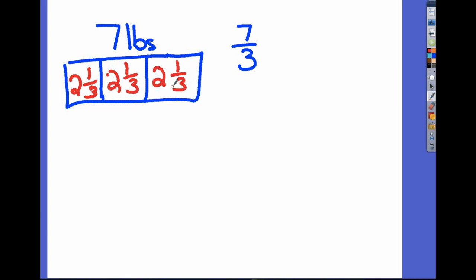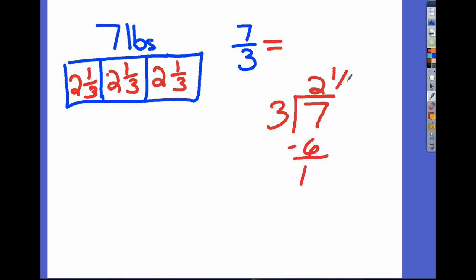So if I were to turn 7/3 or 7 divided by 3 into a mixed number, I would have 7 divided by 3 would be 2 and 1/3. So each bag holds 2 and 1/3 pounds of wool. But that's not the question. The question is, how much wool would be in 2 bags?